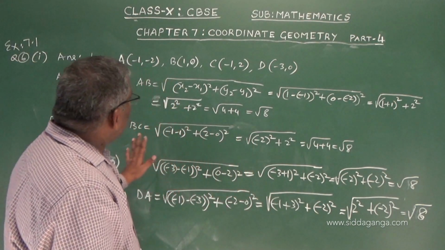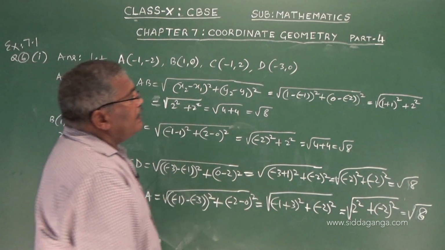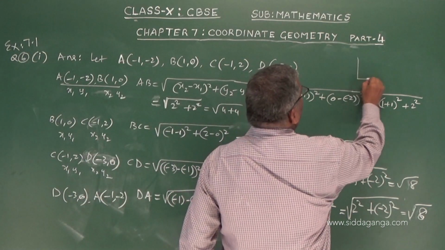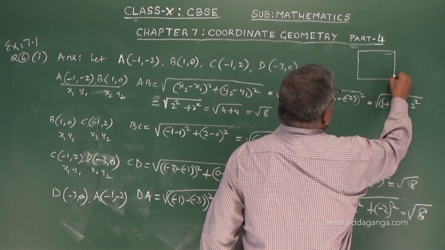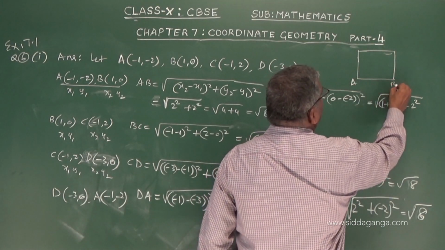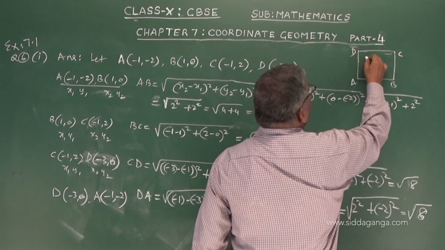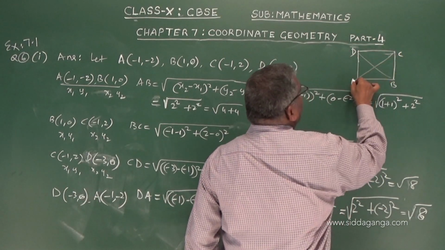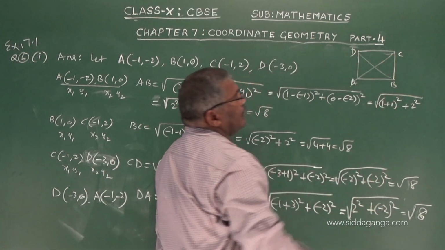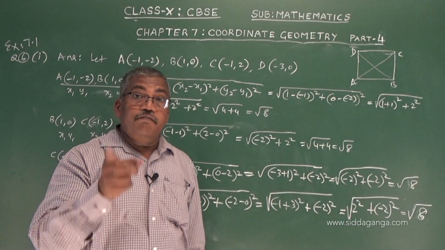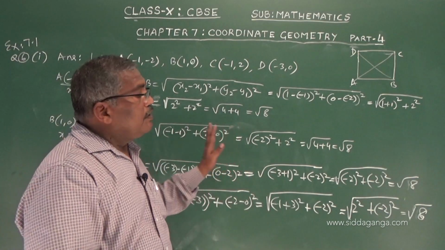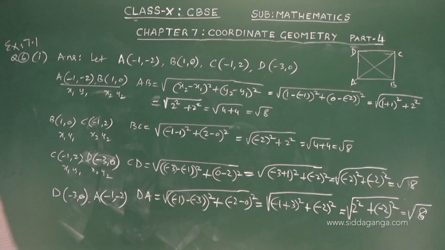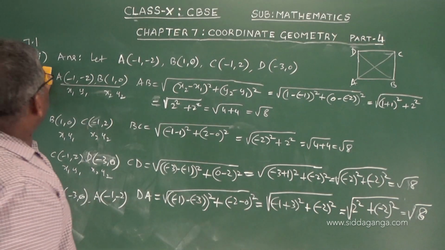So for that, what do we have to find out? We have to find the diagonals. So we have calculated the sides of ABCD. The diagonal lengths AC and BD we have to calculate and verify: if they are equal it becomes a square, otherwise it becomes a rhombus. Now I will take up the other two lengths here.